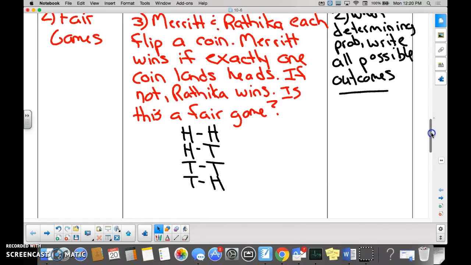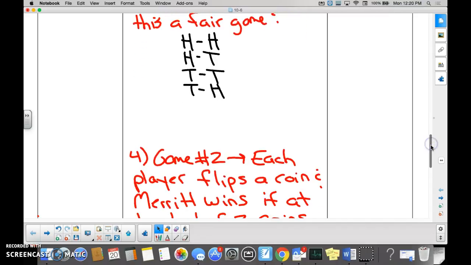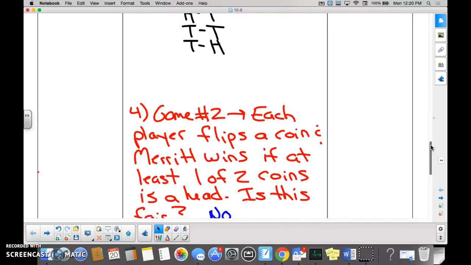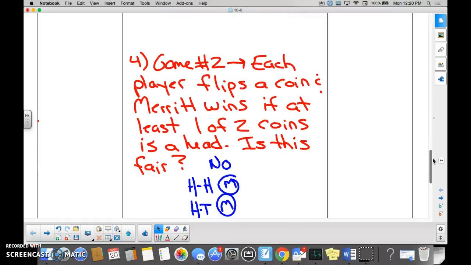If you read number 4, which is a little bit further down the page here, you can tell that it is not a fair game. And the only way we determine if they were fair or not fair is because we drew out all the possibilities. I know we haven't talked about this yet, but that would be called a sample space. All the different possible outcomes is called a sample space. We'll talk about that later on in a different lesson.